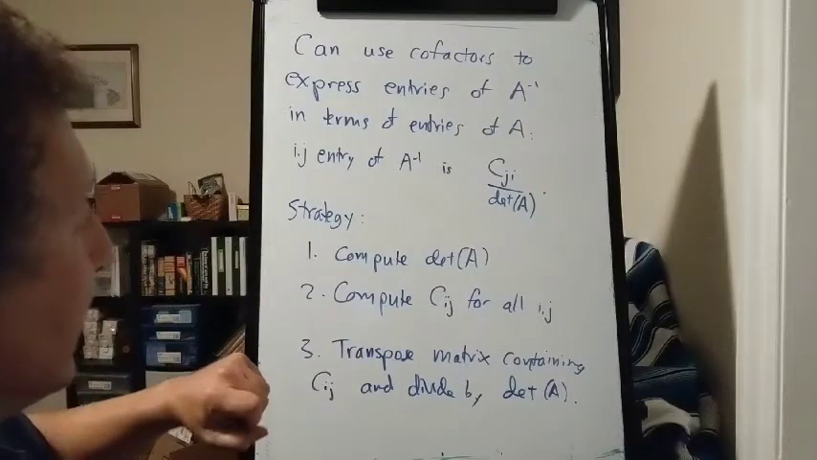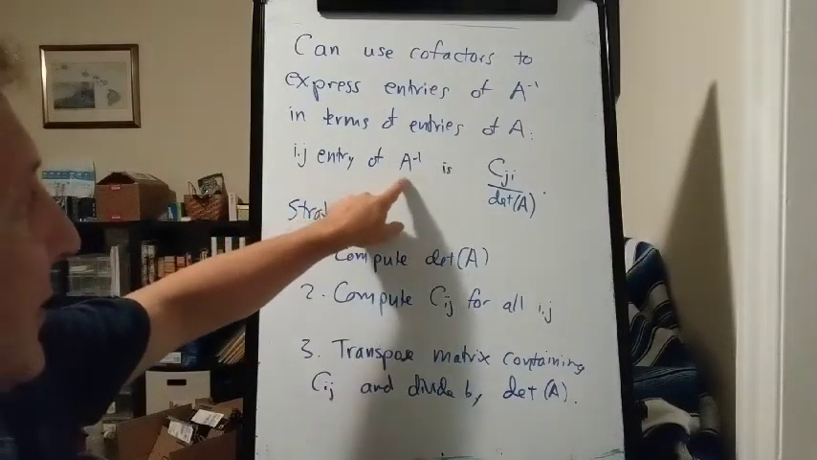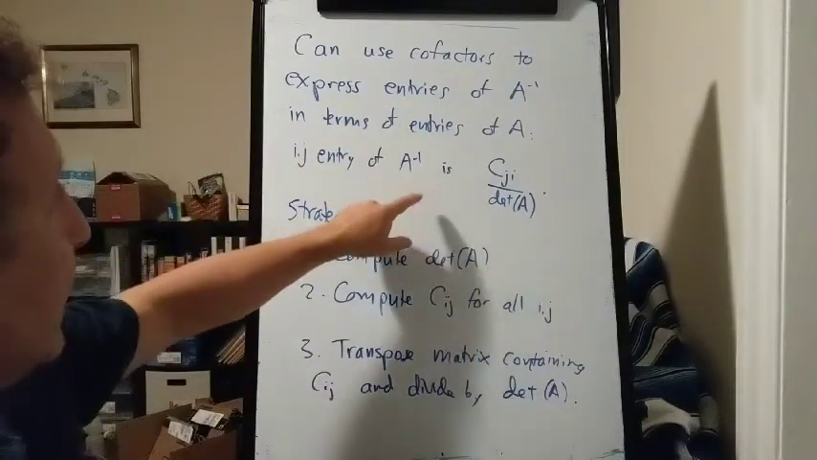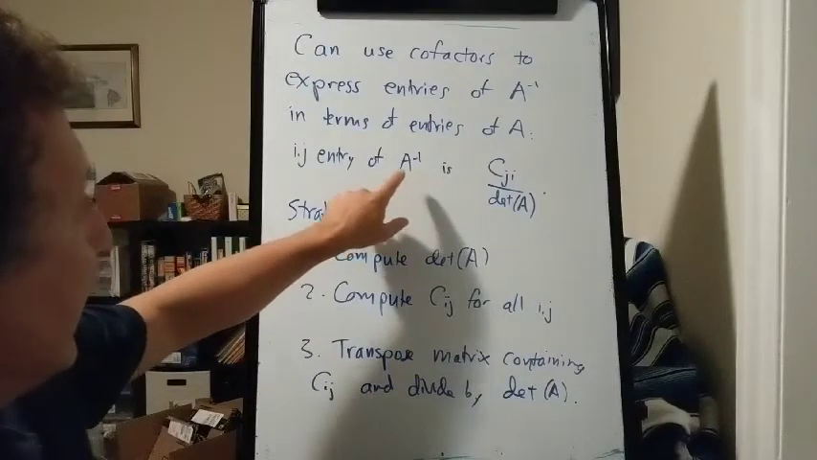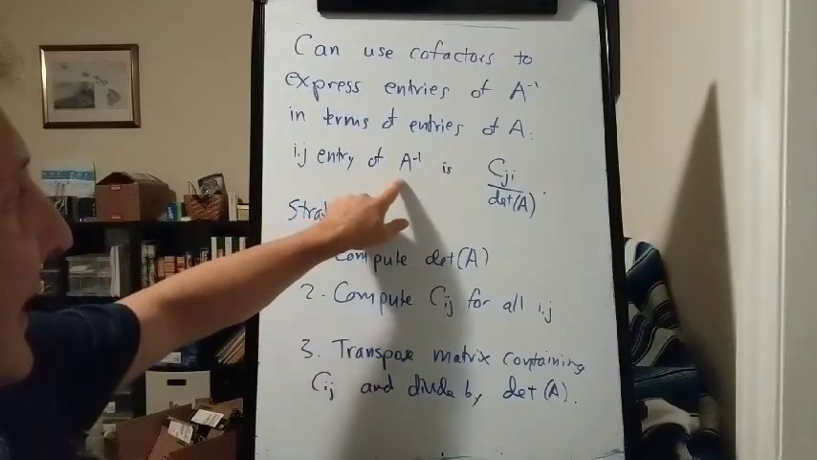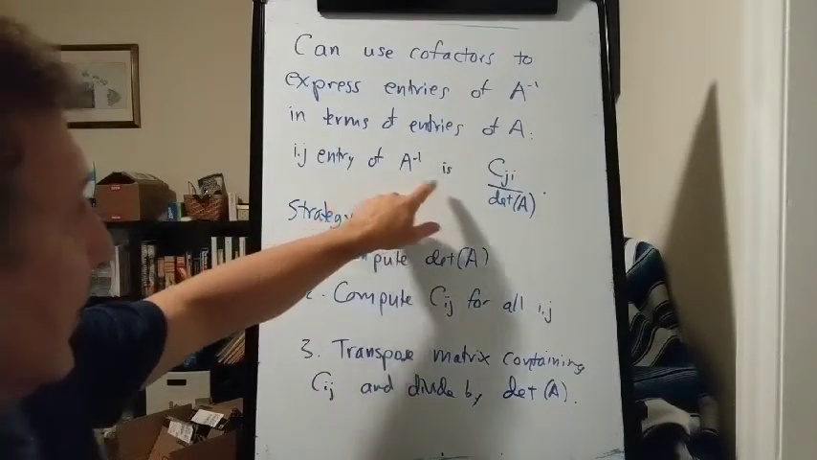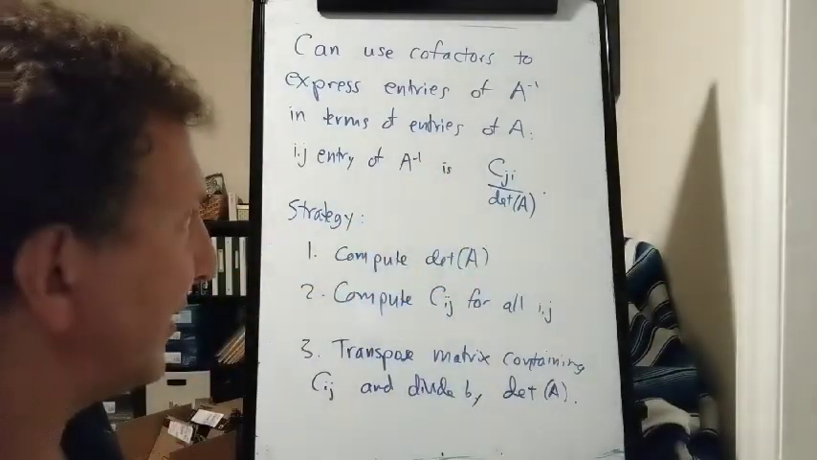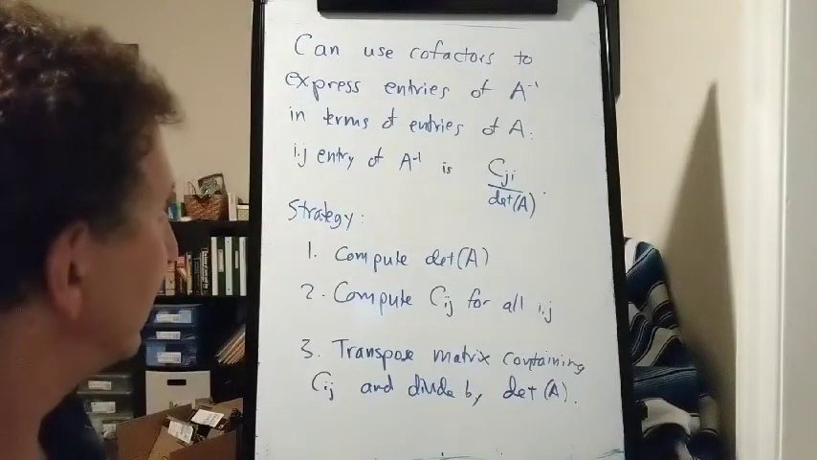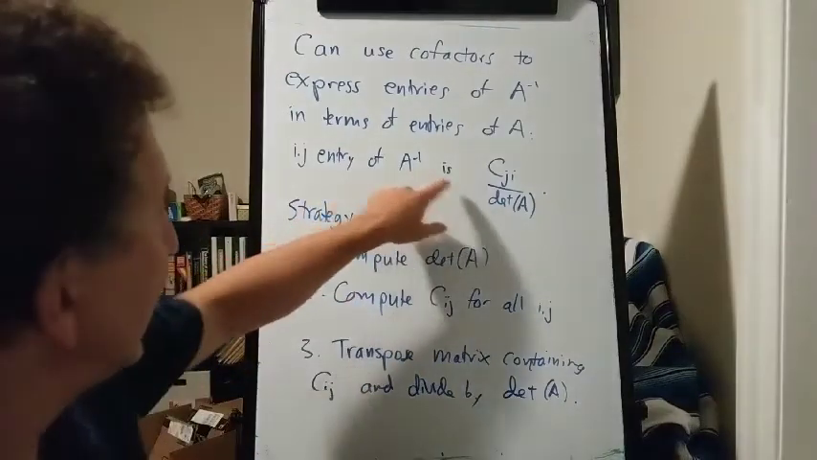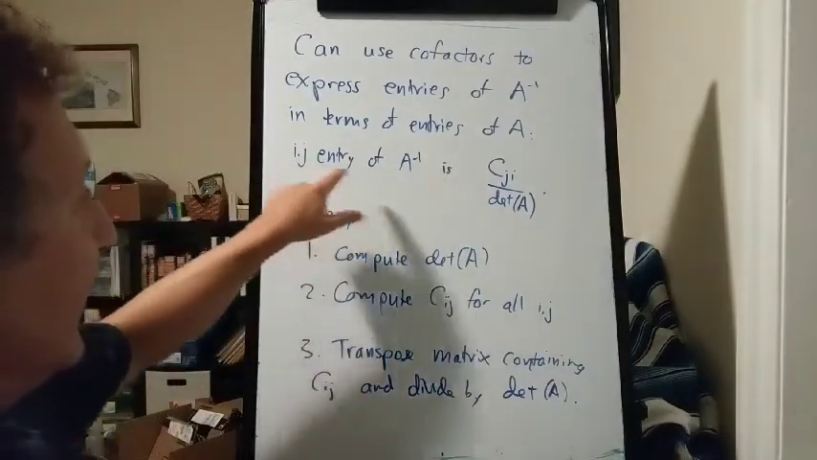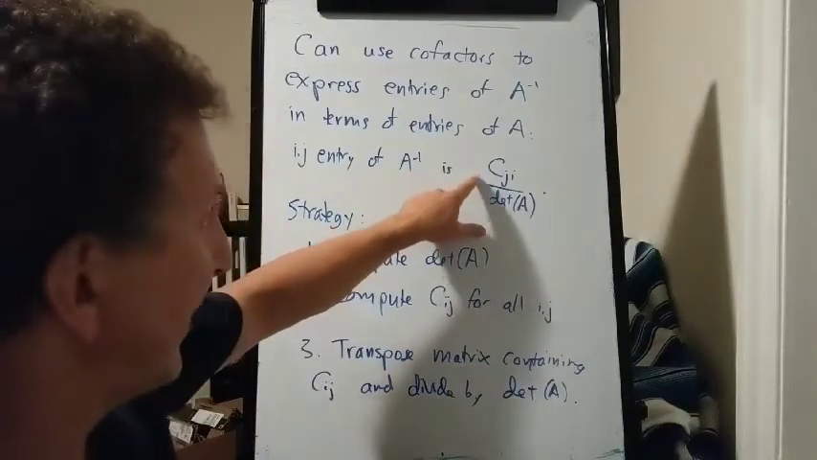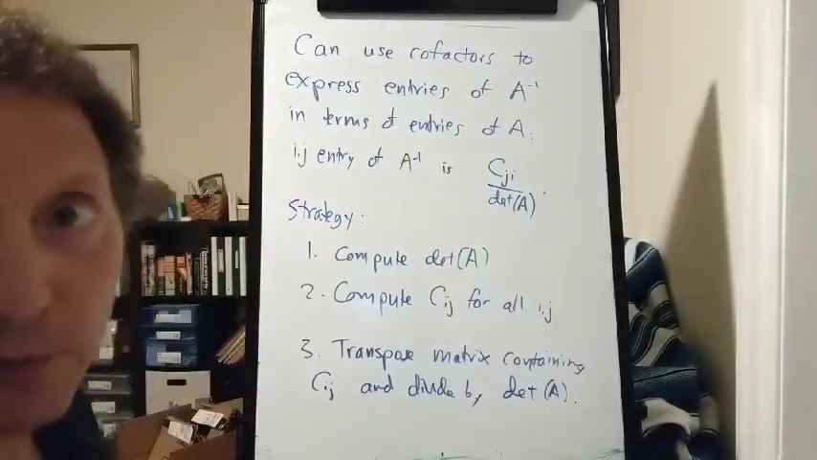So in particular, if A is our original matrix, then the ij entry of A inverse is the ji cofactor divided by the determinant of the matrix. The confusing thing here is that the ij entry doesn't have the ij cofactor in it, but the ji cofactor.